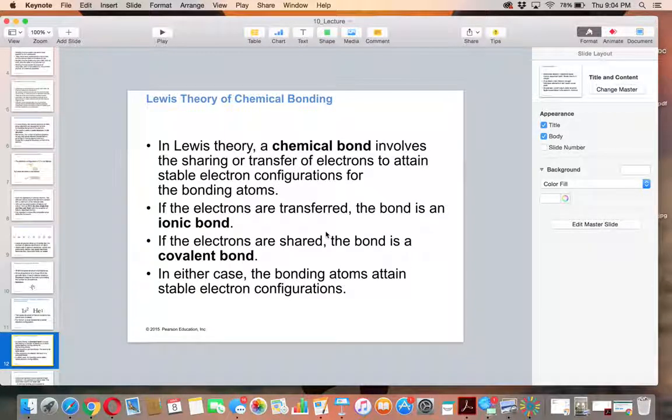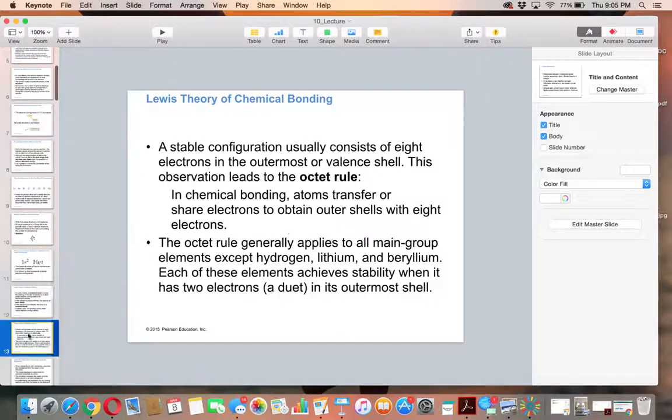So in Lewis theory, a chemical bond involves the sharing or transfer of electrons to attain stable electron configurations. Usually it's sharing, because they usually do it for covalent bonds, and that's where they're shared. Every now and then they'll do a Lewis structure for an ionic bond, but it's most common for the covalent bond to draw the Lewis structures.